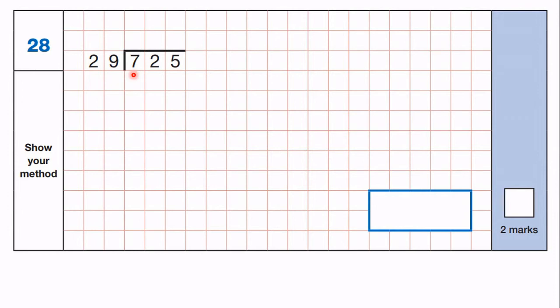Question 28. 725 divided by 29. So we need to work out our 29 times table. 29 is of course 1 times 29. So if we work out 29 plus 29, that will give us 2 times 29. And if we're adding 29, the easiest way to do that is to add 30, then subtract 1. So 29 plus 30 is 59, take away 1 is 58, so that's 2 times 29. From 58, if we add 30, we get 88, then we take away 1 to get 87 for 3 times.